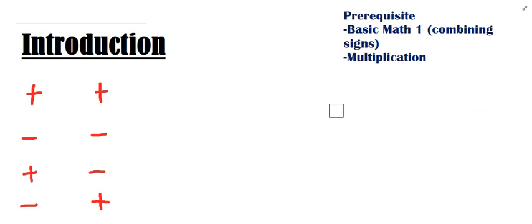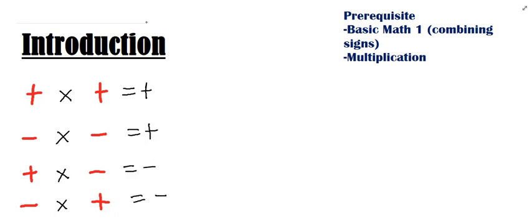Okay, so the introduction to this concept has to do with the multiplication which you are used to. Having this basic knowledge of multiplication and that of combining signs, do well to check on the previous video. So let's continue. When we have same signs multiplying, the result is always positive. So for instance, plus times plus gives us a plus, minus times minus gives us a plus, while plus times minus gives us negative, and minus times plus gives us negative.